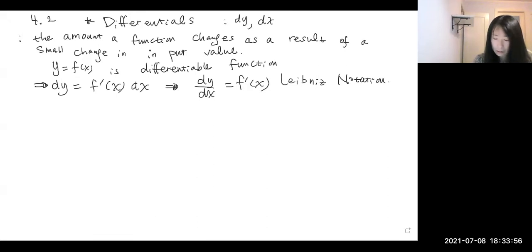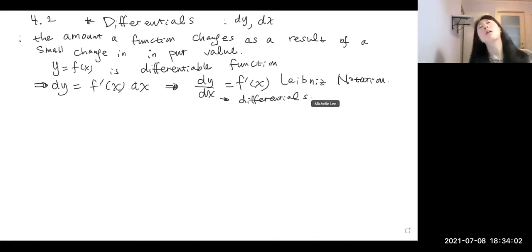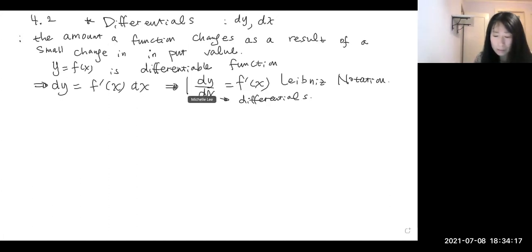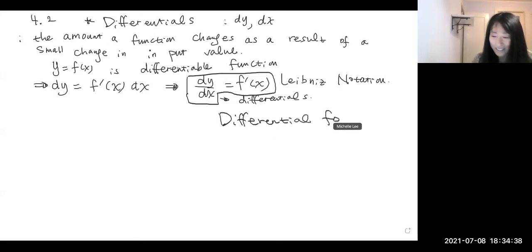So differentials. Okay, so let us do this one. We call this the differential form. And then this is the differential. There is one person checking my spelling, so I need to write them really well. Differential form. Okay.